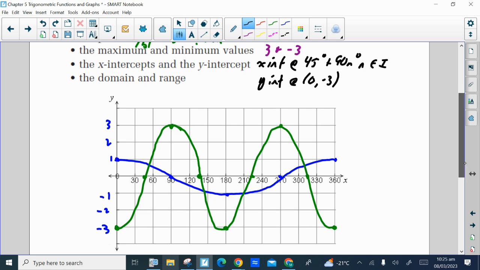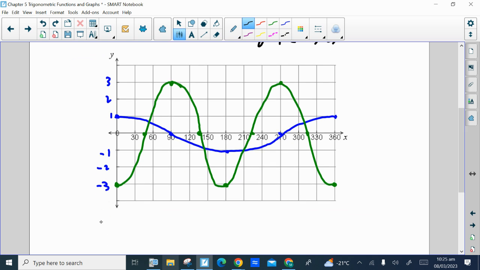We're also asked to state the domain and range. Let's do this below here. The domain hasn't changed. It never will for the graph of sine and cos. But our range goes from negative 3 to positive 3 because the amplitude is 3.